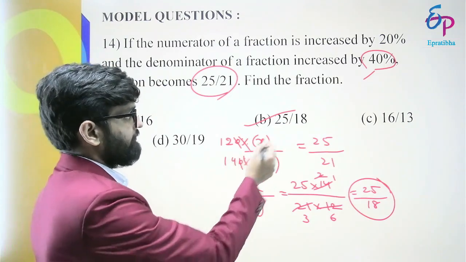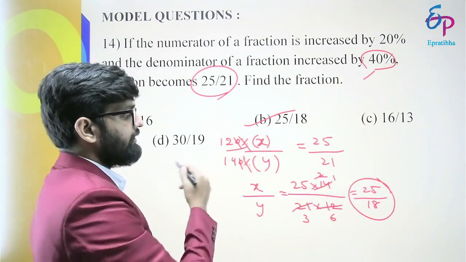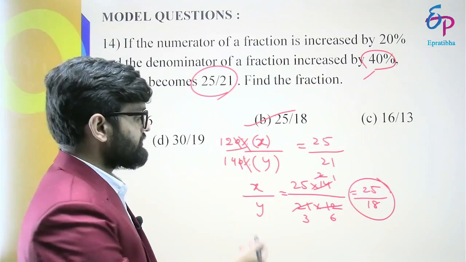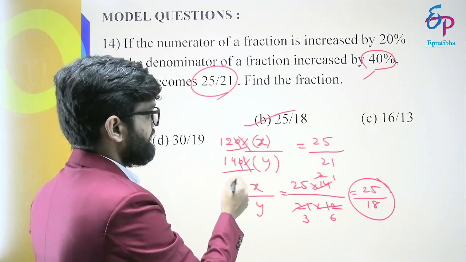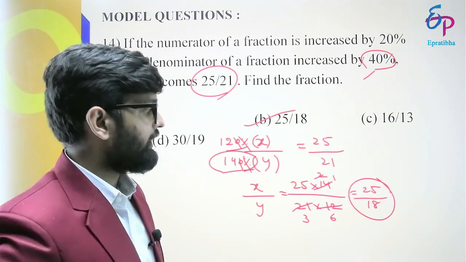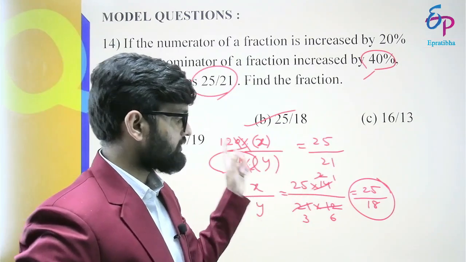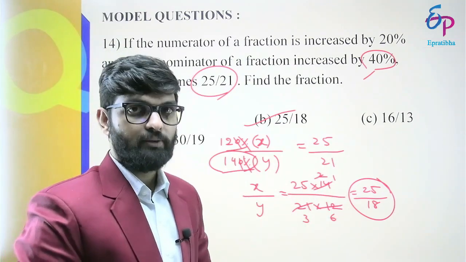So x by y, whenever 20% is getting increased, it will be 120% of x, and when 40% is getting increased it will be 140% of y. That means 25 by 21, just cancel, you will get the answer as 25 by 18.